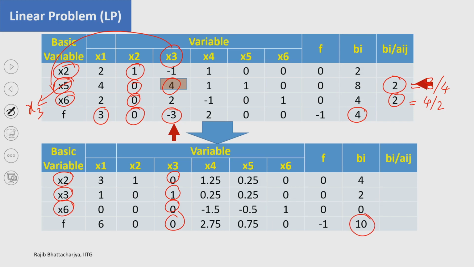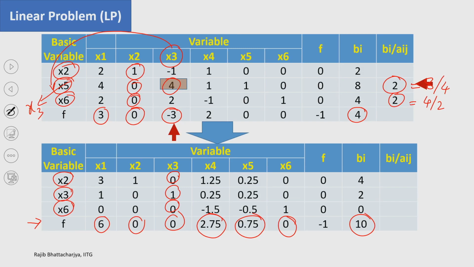Solution you are getting -10. Okay. So now if you look at the last row, that is the objective function row. You can see the coefficient of x1 is positive, coefficient of x2 is 0, coefficient of x3 is 0, x4 is 2.75, x5 is 0.75, and x6 is equal to 0. That means there is no negative coefficient. Therefore, you will not get any improved solution.